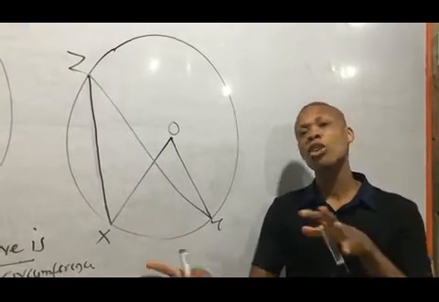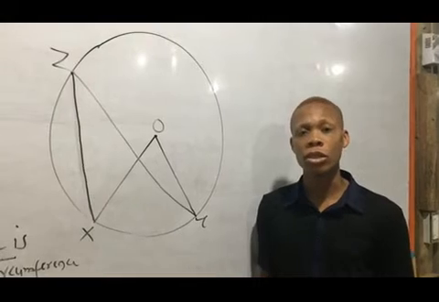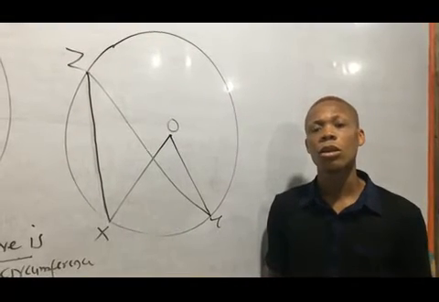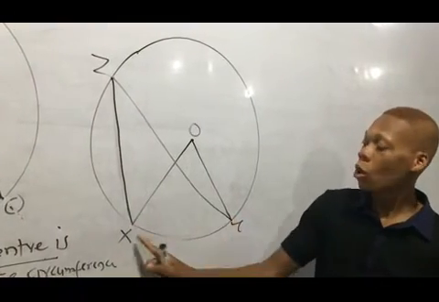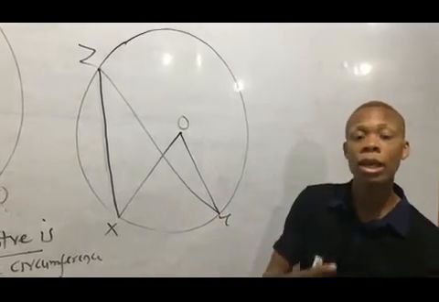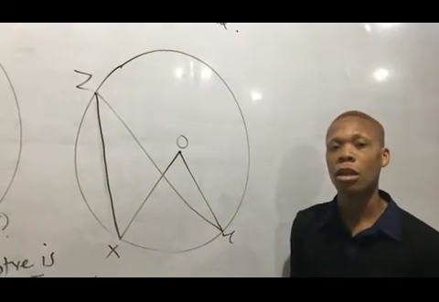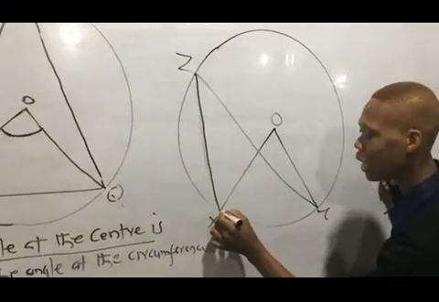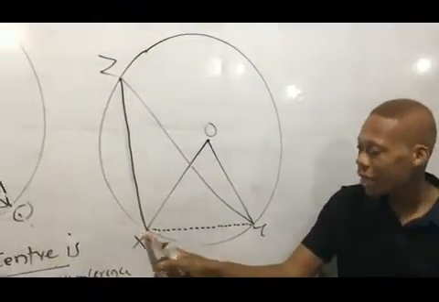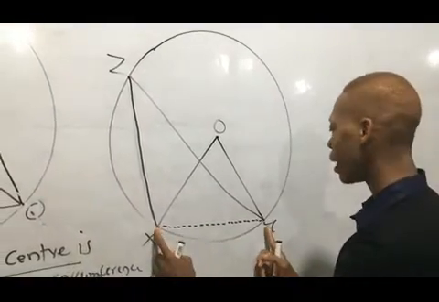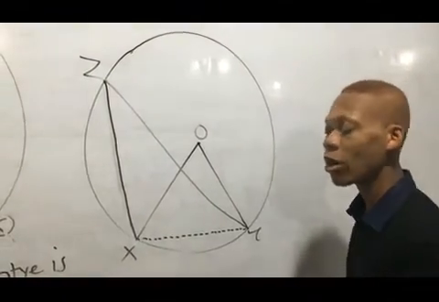But from our definition of chords, we explained that a chord joins 2 points on the circumference of a circle. So I have point X and I have point Y. Because X is a point and Y is a point, I can join the 2 points to form a chord. Because any line which joins 2 points on the circumference of a circle is called a chord. So I can join point X to point Y. Now if I join point X to point Y, then this line XY is now a chord.